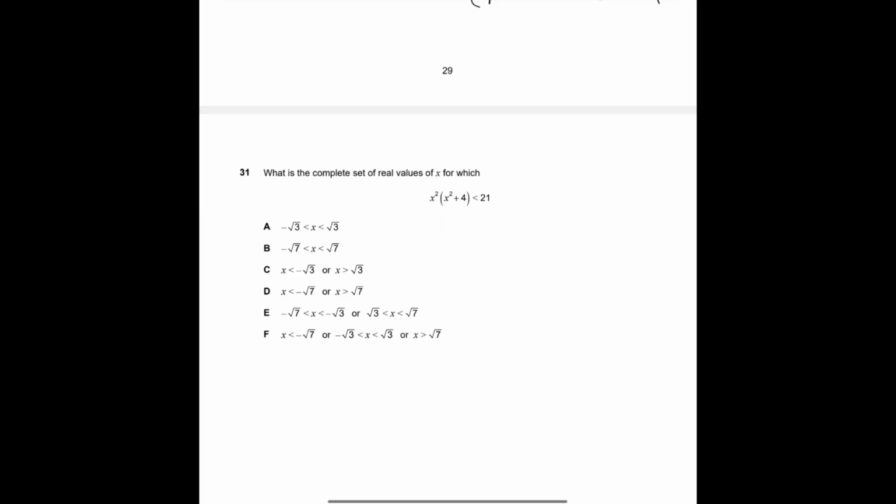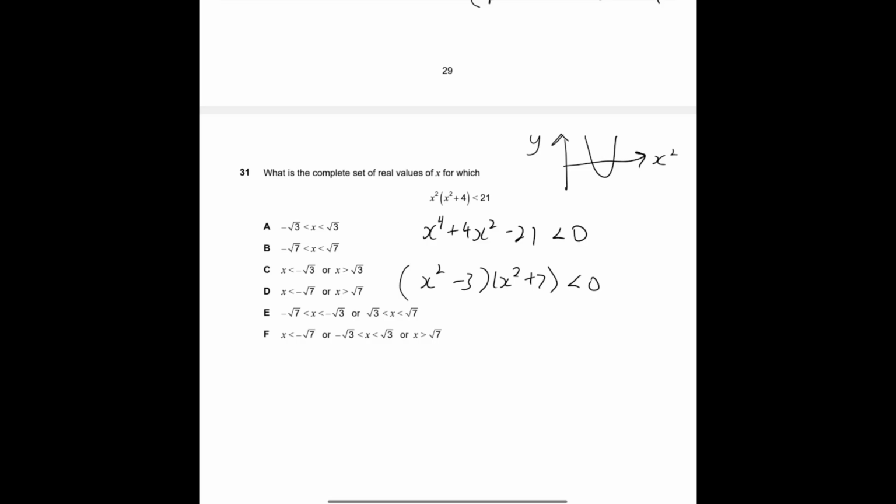Okay. So let's just expand this. We got x to the 4 plus 4x squared minus 21 has to be negative. If we factorize that, that's going to be x squared minus 3 times x squared plus 7 has to be negative. And this is a quadratic in x squared, so if we plot x squared over here, and then y over here, and let's say that's f of x squared. Because it's got a positive coefficient, we know it's going to be like this shape instead of this.